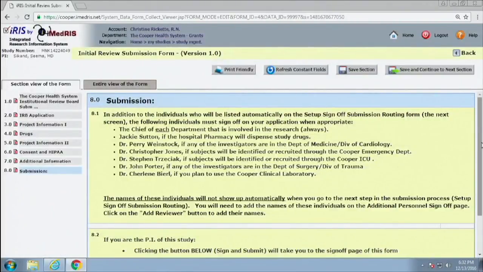Okay, now it prompts you to do the submission. It gives you the correct names here of the people. So it's the chief of your department.